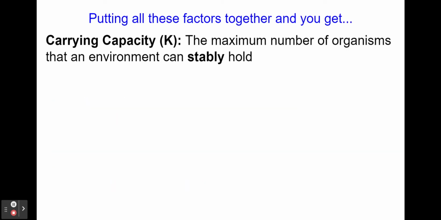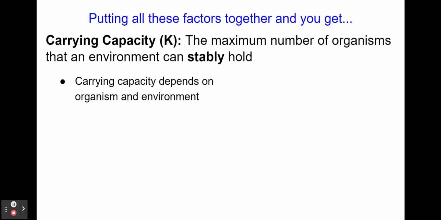Putting all these factors together, we get the carrying capacity of an environment. Carrying capacity is also abbreviated as capital K. This is the maximum number of organisms that an environment can stably hold. I put stably in bold. You could underline it. You could do something to make it stand out because that is important. It's not just the maximum number of organisms that we can squish into a place. It's the maximum number of organisms that can survive there year after year, reproduce, die off, refresh themselves, immigrate, emigrate, and stably stay around that same maximum.